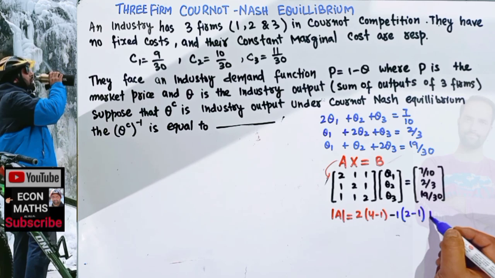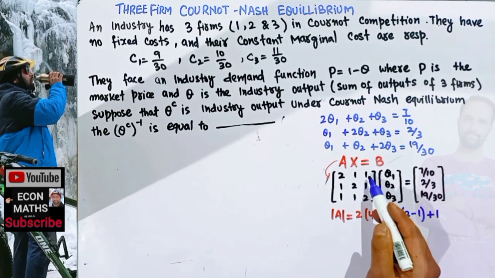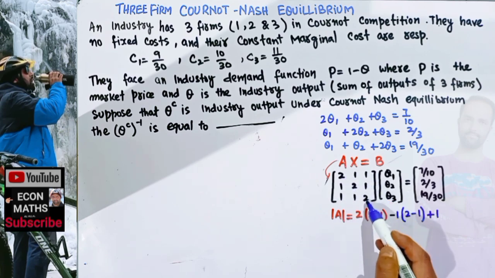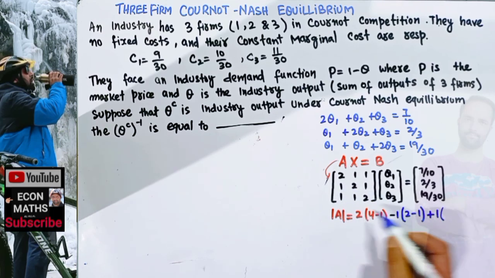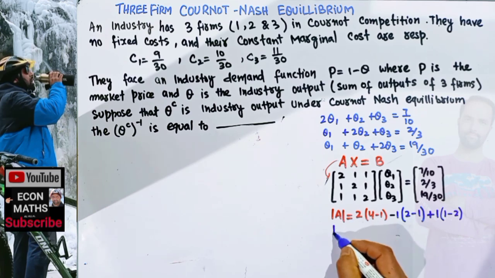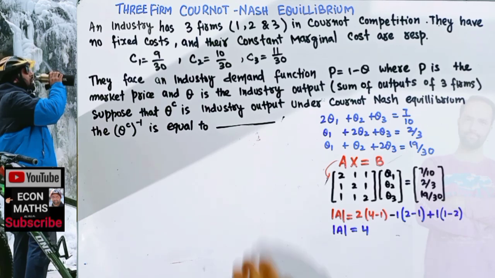Then we write plus. So first is plus, then minus, then plus. We write plus 1, this one, and mentally delete the row and the column in which it appears and take the determinant of the remaining elements. So we have 1 1s are 1 minus 1 2s are 2. Solving this, you will get determinant equal to 4. I don't have time, space and energy here to do all the stuff here.